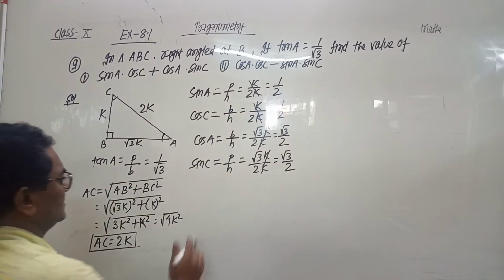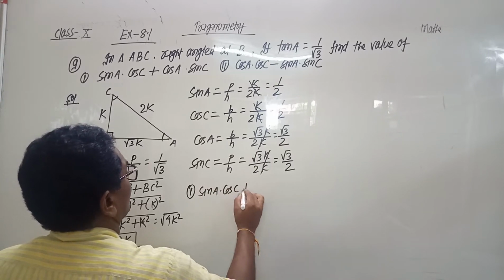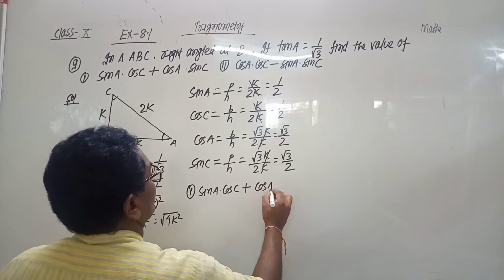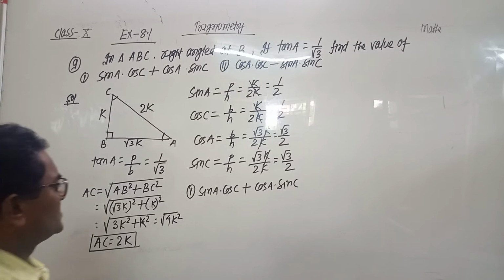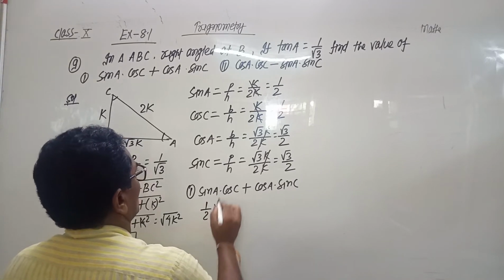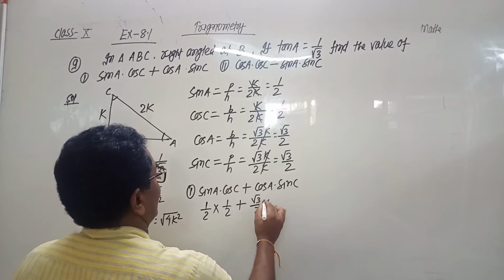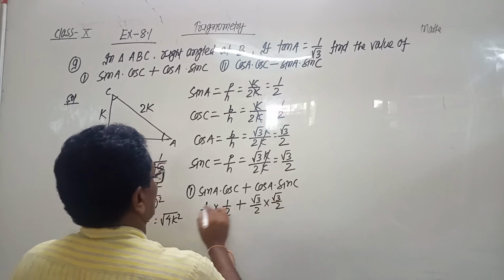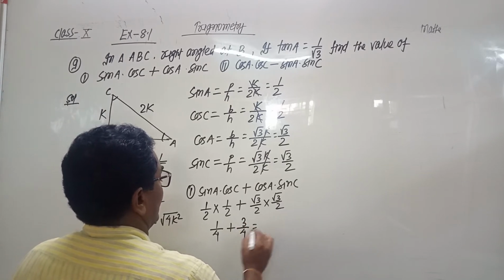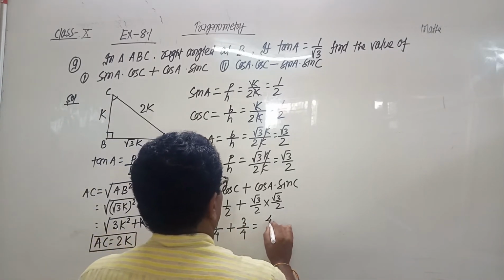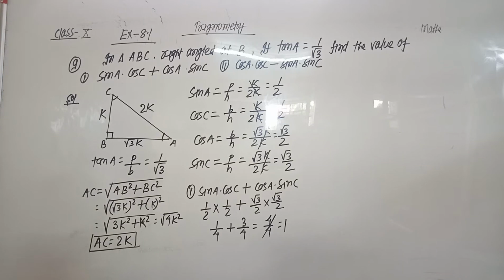Now write the expression: sin A into cos C plus cos A into sin C, and put in the values. Sin A is 1 by 2, cos C is 1 by 2, plus cos A is root 3 by 2, and sin C is also root 3 by 2. So 1 by 4 plus root 3 into root 3, which is 3 by 4. Taking LCM 4, 1 plus 3 is 4 by 4, and we get the result 1. So the answer of the first part is 1.